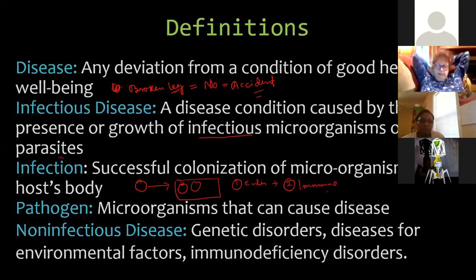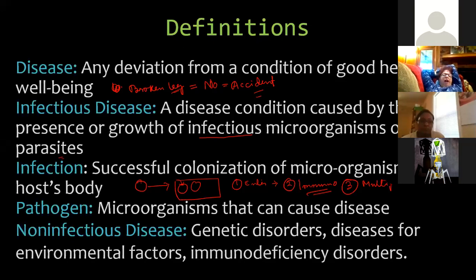Once they overcome the immune system, they have to start multiplying. They have to have that machinery. If they cannot multiply inside the body, it does not make any sense. So they start multiplying, and once they multiply, they make a new colony. That means they can establish an infection inside your body.